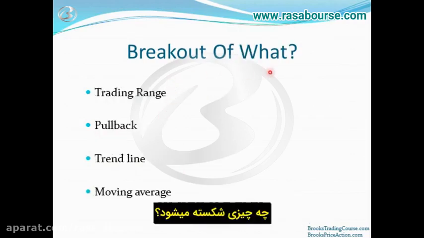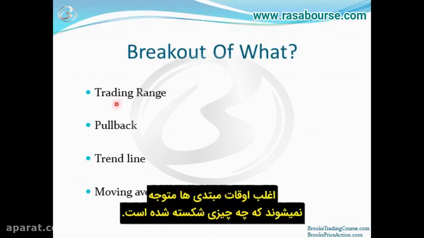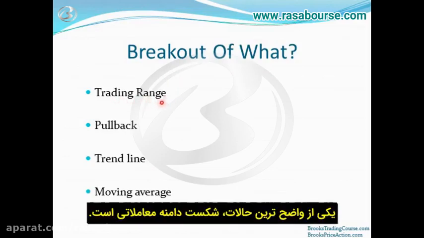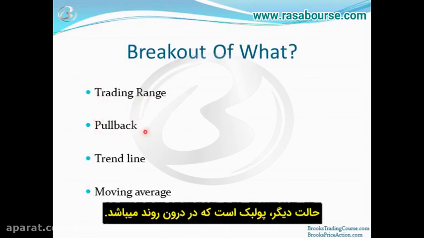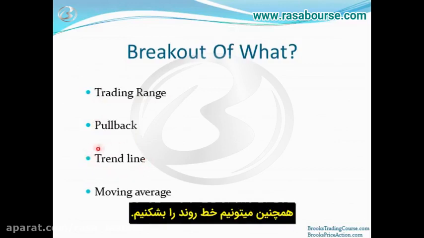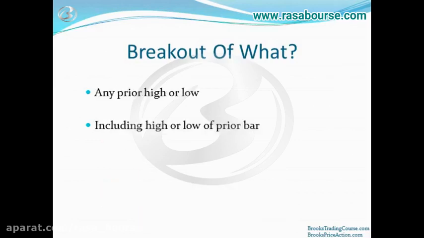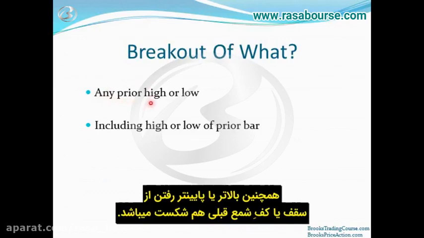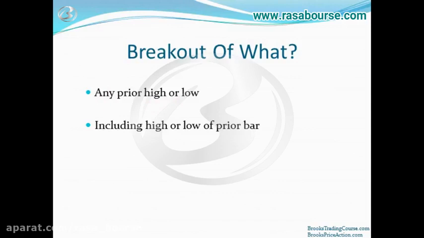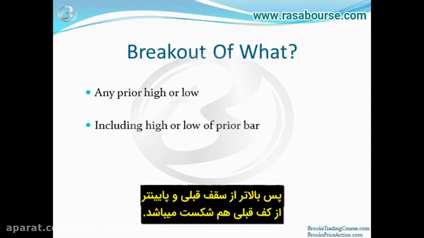And a breakout of what? A lot of times beginners won't see what the breakout is from. An obvious thing would be a trading range. Another would be a pullback within a trend. You can also break out above a trend line, and you can break out above or below a moving average. A breakout can simply be moving above the high of the prior bar or below the prior bar, or above a prior high on the chart or below a prior low on the chart.